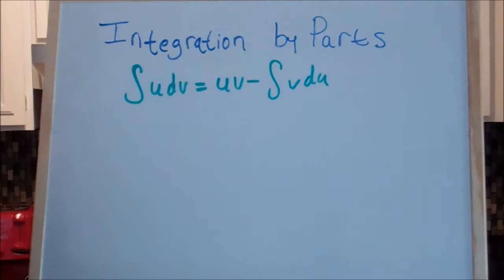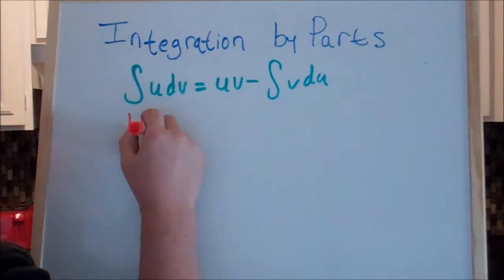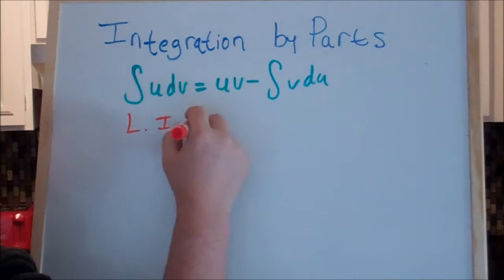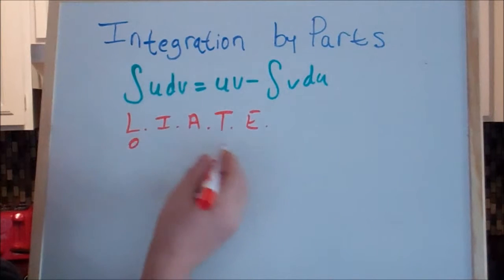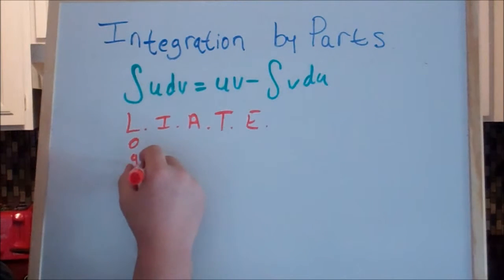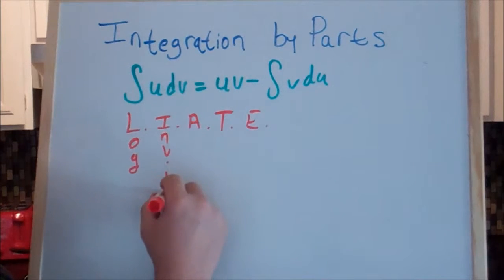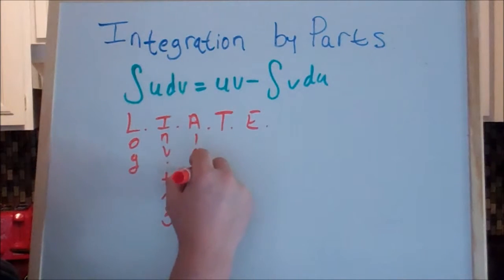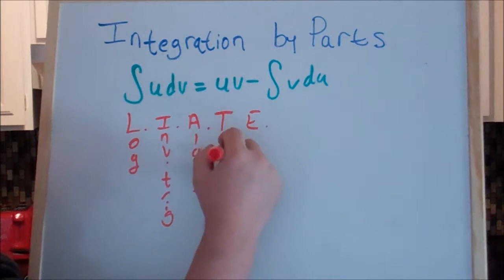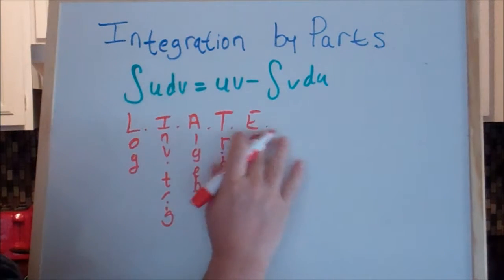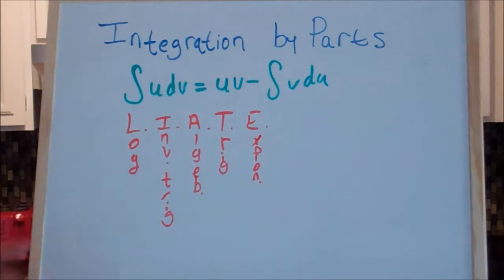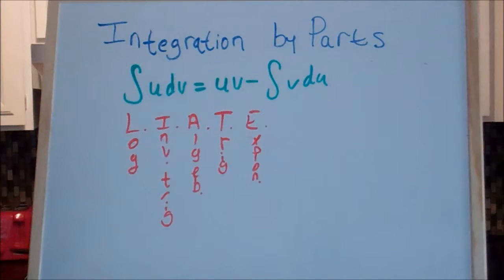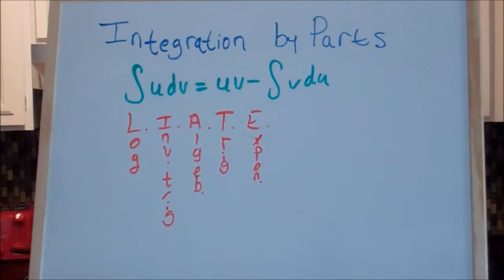So here's the formula that we use, and here's an acronym that helps us to decide which function to choose as our u. This is LIATE, is how I like to say it, and it stands for logarithmic, inverse trig, algebraic, regular trig, and then exponential. So if I've got an integral and it has an exponential function and an algebraic function, I'm going to choose the algebraic function as my u because it's first in this little acronym.